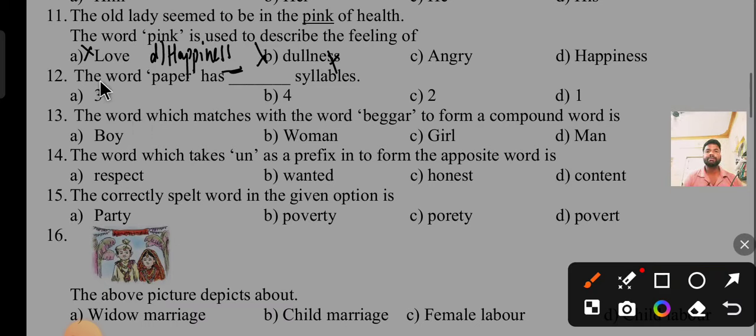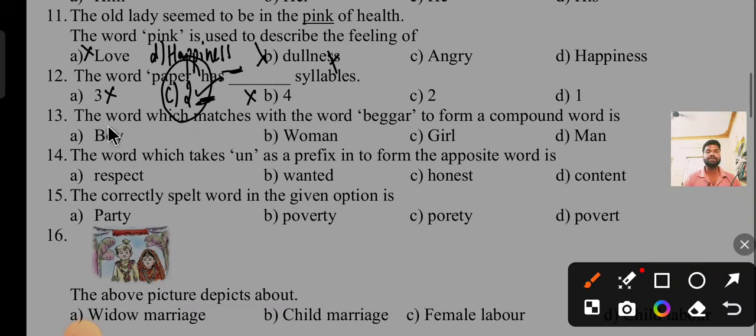Next, the word paper: how many syllables does it have? Pa-per. Three is wrong, four is wrong. Option C, two syllables, is the right answer, my dear students. Two is the right answer.